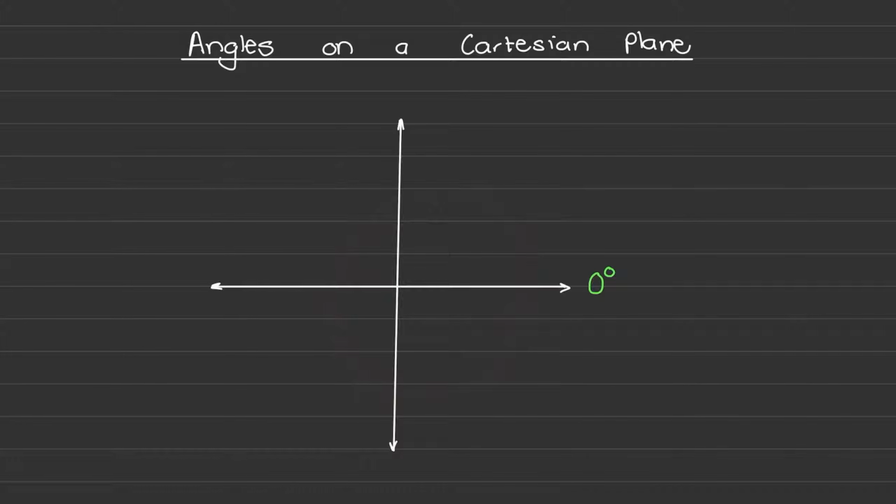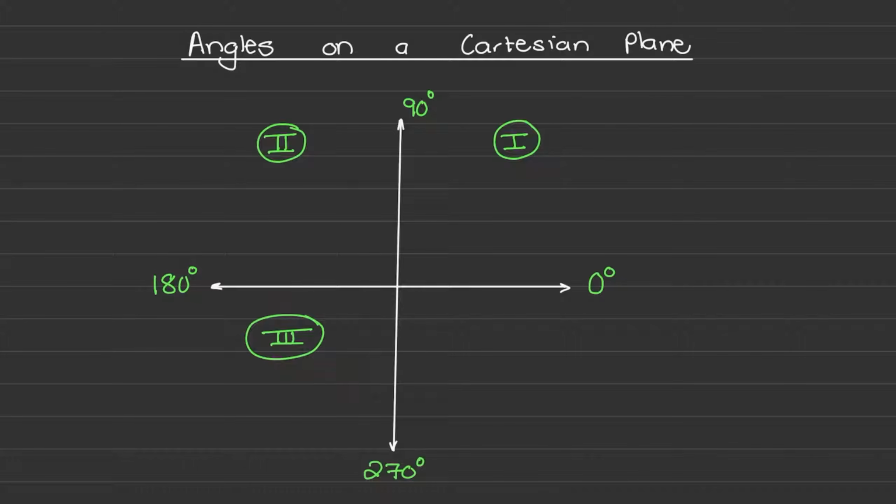If the angle is between 0 and 90 degrees, it will be in the first quadrant. Then between 90 and 180 degrees, the angle would be in the second quadrant. Then from 180 to 270 degrees, the angle would fall in the third quadrant. And then lastly, from 270 degrees back to 0, or a full 360 degrees, the angle would be in the fourth quadrant. And by now, you know that we have three trig ratios.